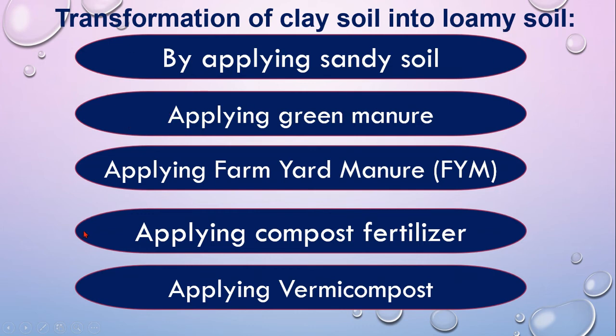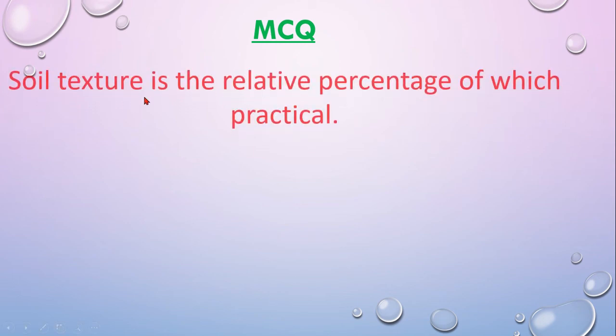I repeat again, it will not make the clay soil 100% loamy soil, but if we follow these steps one by one, that will give you 70 to 80% conversion of clay soil to loamy soil. But it will definitely improve the soil texture, increase the production, and improve the soil fertility as well. So this is all about today's lecture.